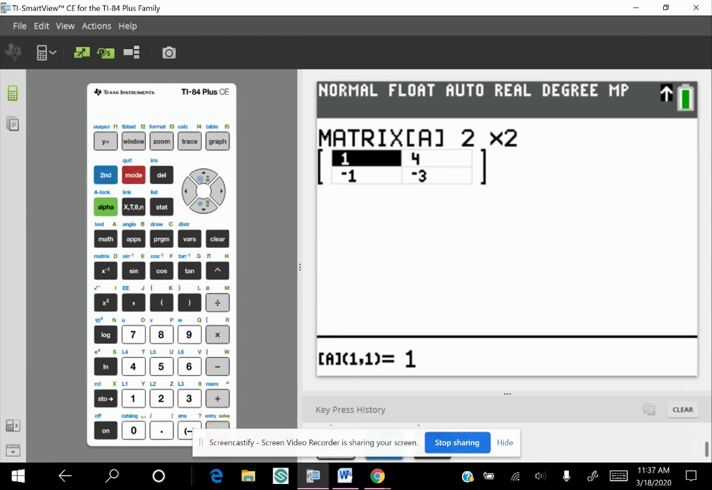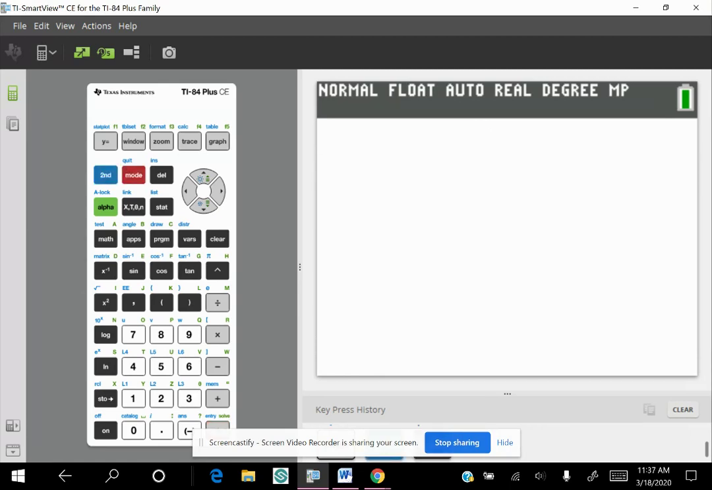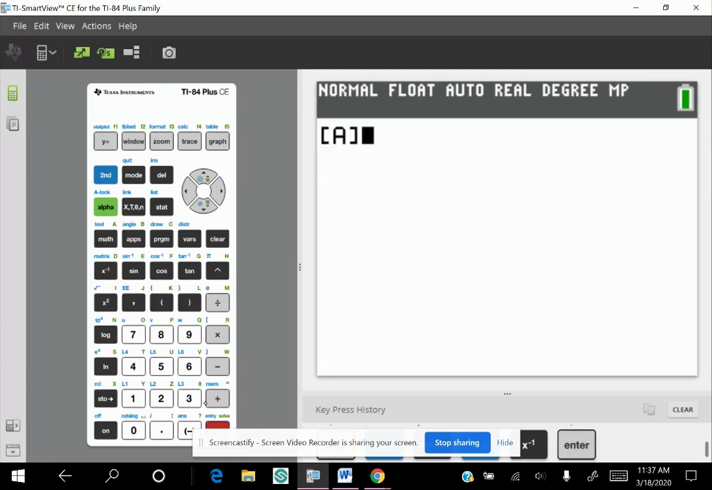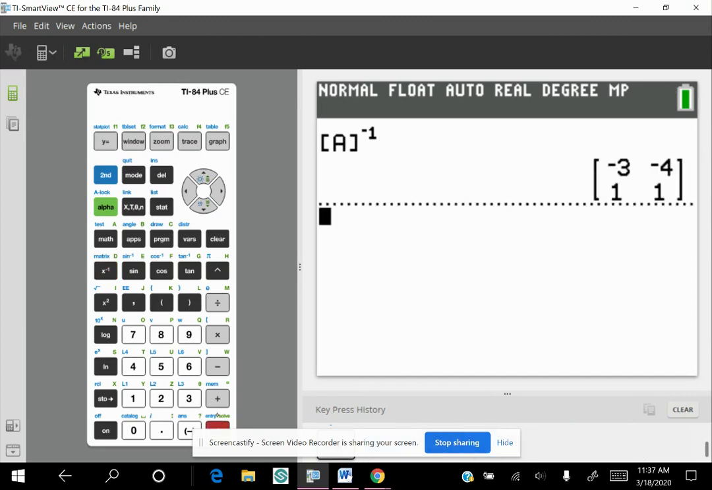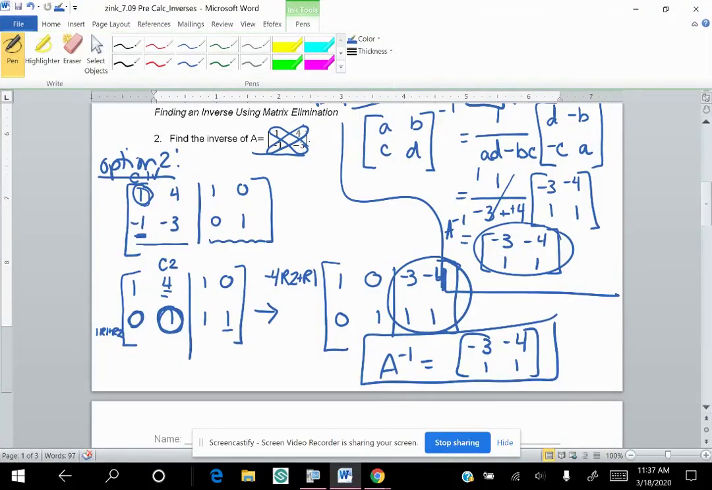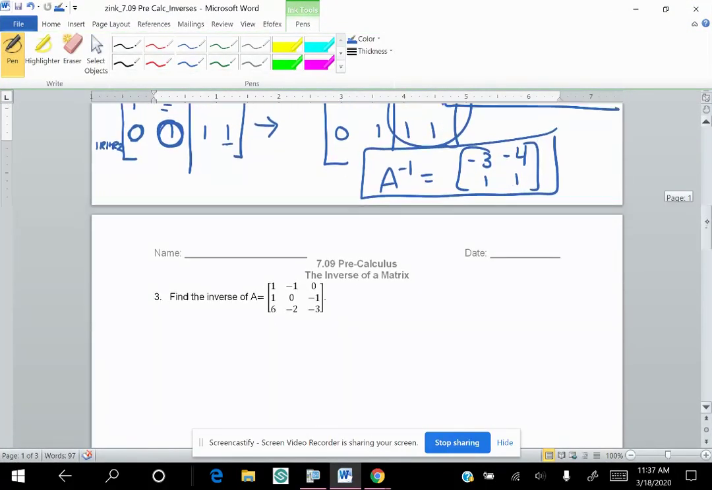Now I'm going to hit second mode, so quit to my home screen. Now I'm going to go back to my matrix, take A, and hit the x to the negative first button for my inverse. Then I'm going to hit enter. And it literally just gives you the answer. So it should be pretty straightforward to find your inverse. Just remember that button on your calculator, x to the negative first.